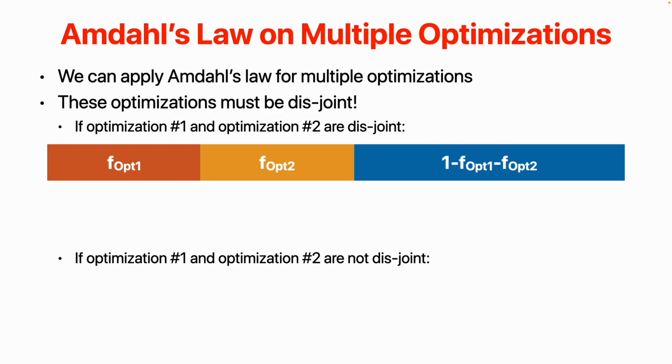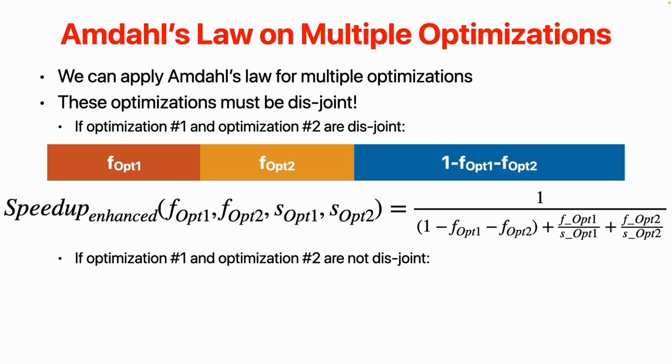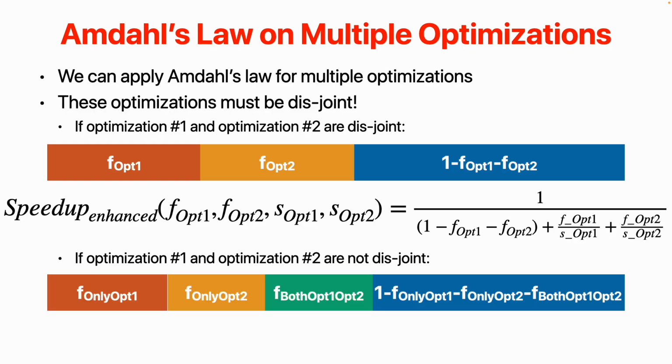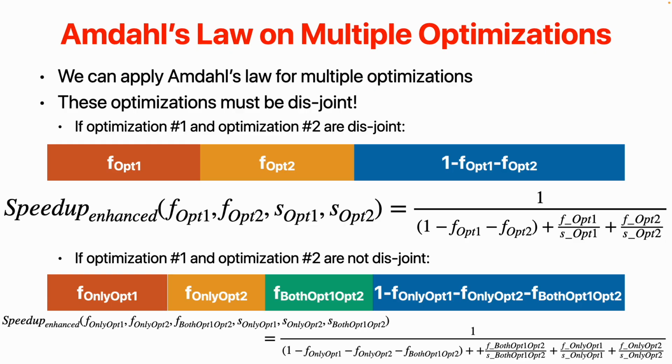And then use Amdahl's law: how much factor optimization one can speed up F1, and how much factor the other optimization can speed up F2. And sometimes, if you're unlucky, optimization one and optimization two can apply on some parts together. Again, you need to figure out different segments of time by expanding Amdahl's law, and then you can get an expanded format like this.